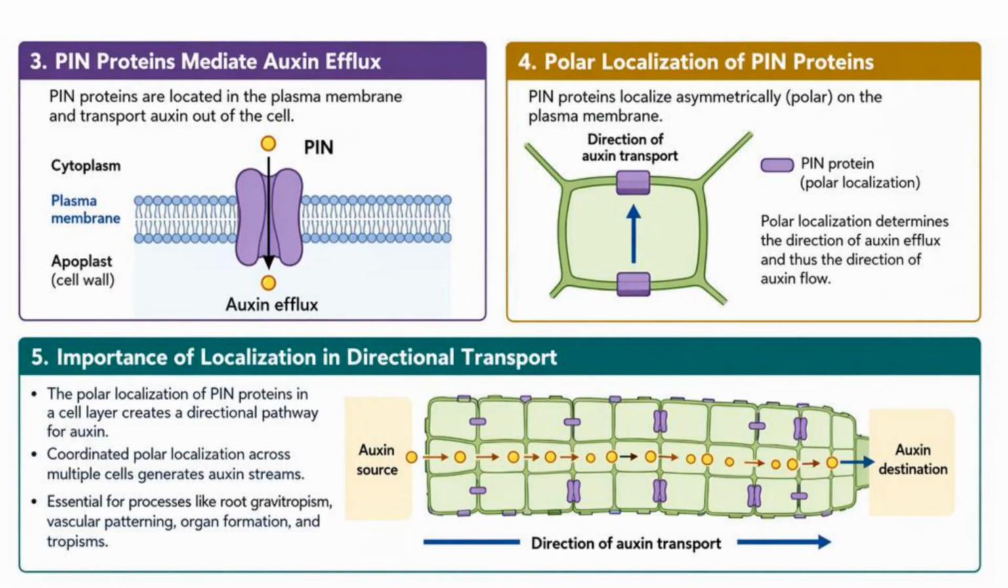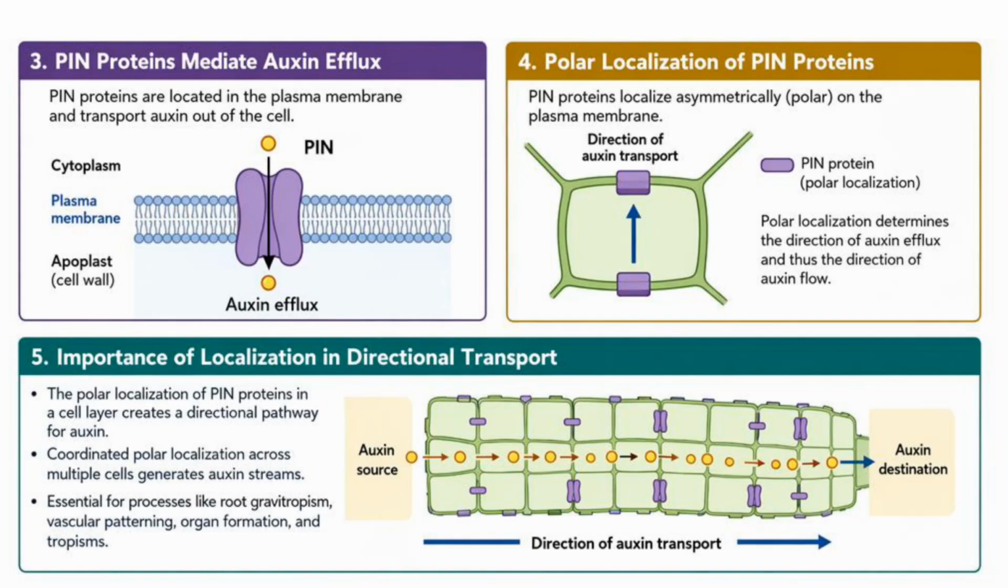This slide deepens our understanding of how PIN proteins achieve their remarkable directional specificity. The central question is, how does a PIN protein know which face of the cell to sit on? Look at panel 3. PIN proteins mediate auxin efflux. Here we see a single cell in cross-section with the plasma membrane clearly shown. PIN proteins are integral membrane proteins embedded in the lipid bilayer. Auxin, the orange circles, moves through the PIN protein from the cytoplasm into the apoplast, the cell wall space. The arrow labeled auxin efflux points downward, confirming the unidirectional nature of this pump.